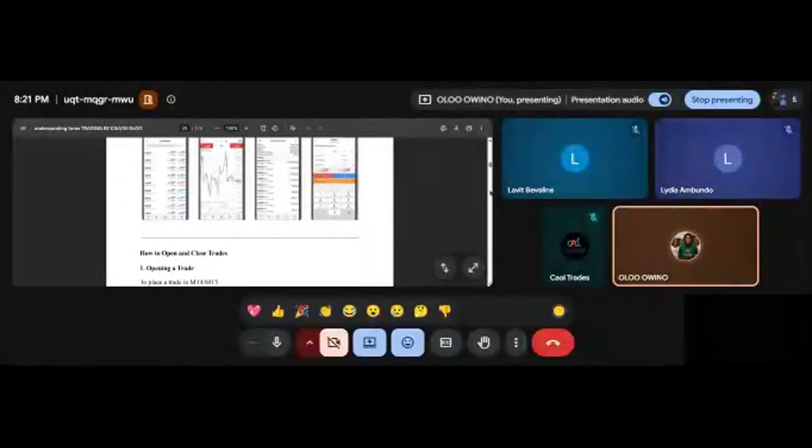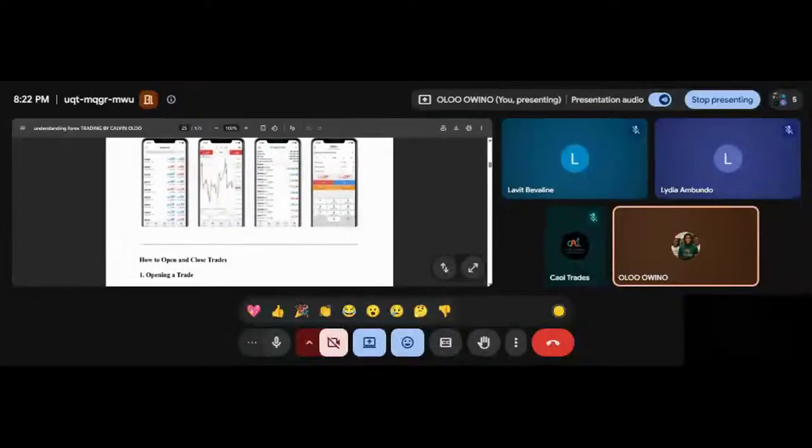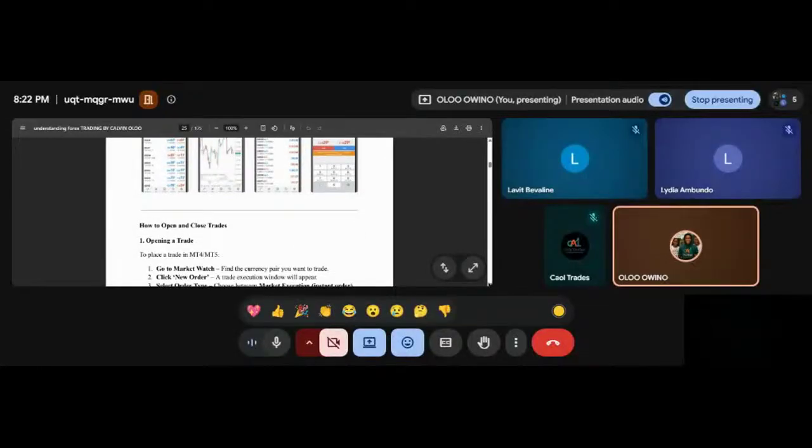Up to there, now I'm going to use an example for MT5. I'm going to open my chart from my side using MT5. That's where we'll be going through the next topic, which is how to open and close trades in MT4 and MT5. Now let's do this example. I'm going to share my screen from the other side.